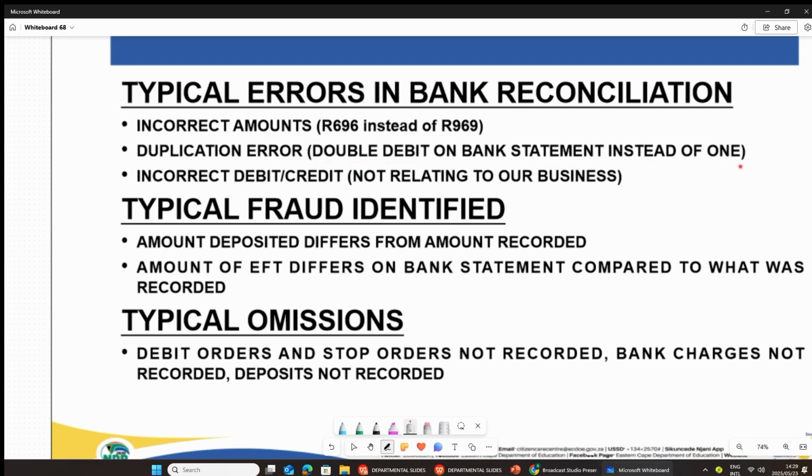Also, sometimes there are incorrect debits or credits, meaning it does not relate to our business. Instead, it maybe relates to a different business, but the bank accidentally deducted the money from our account. We also have to reconcile that.